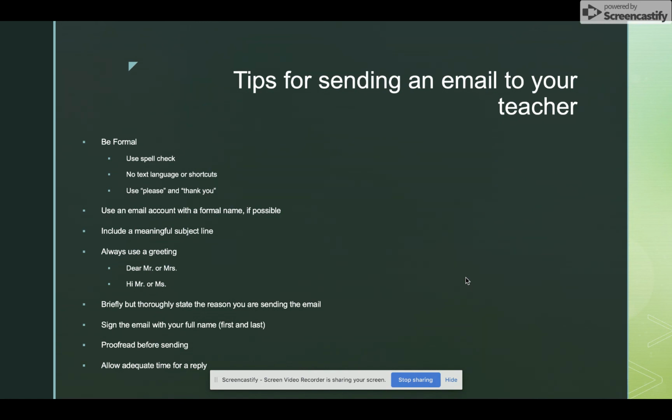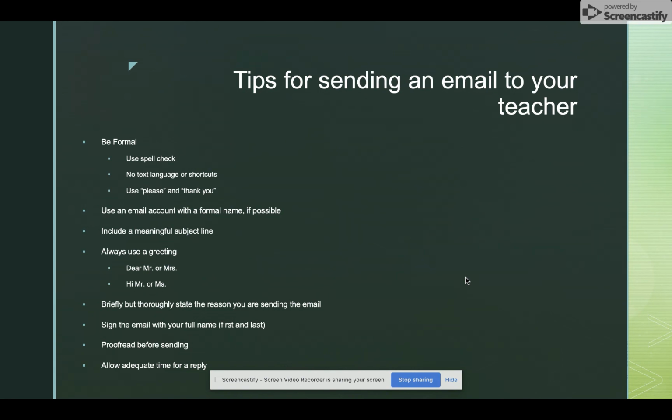And then lastly, you want to make sure that you're allowing adequate time for a reply. So in general, you should give your instructor about 24 hours to answer your email. So if you're sending an email today at 1 o'clock, you want to give them till about 1 o'clock tomorrow to get an answer. And in general, you should be getting an answer within 24 hours from your teacher.